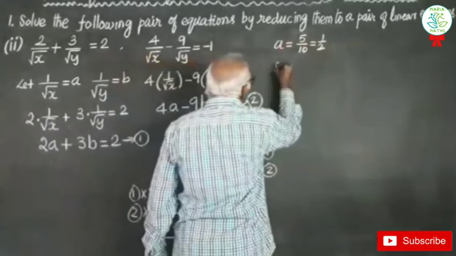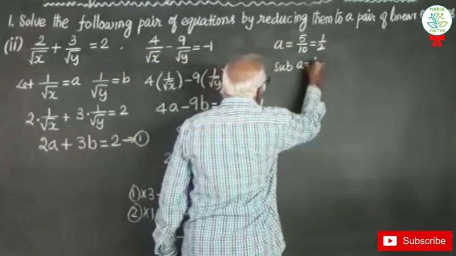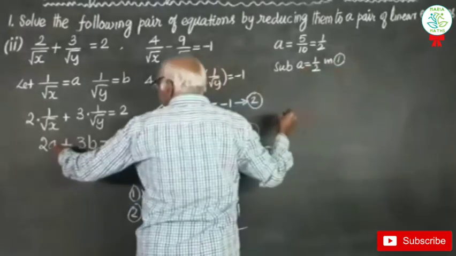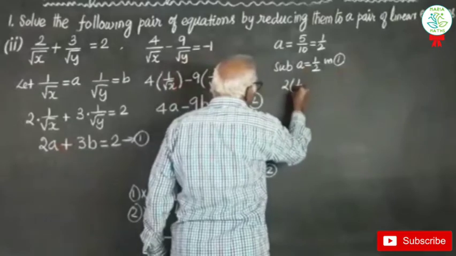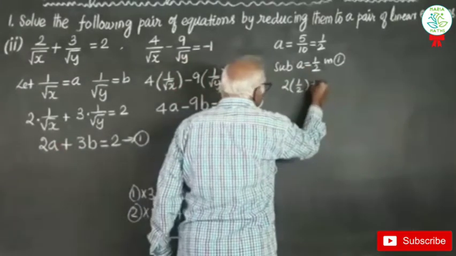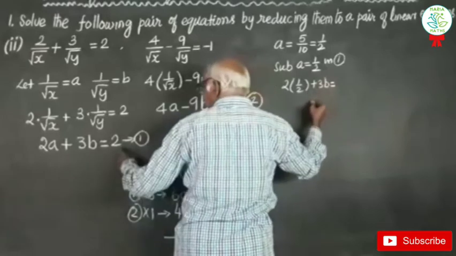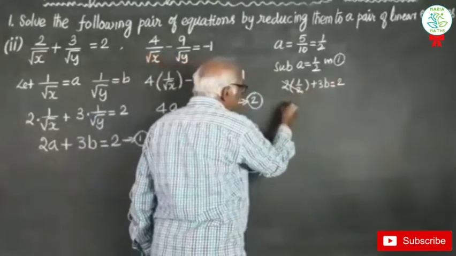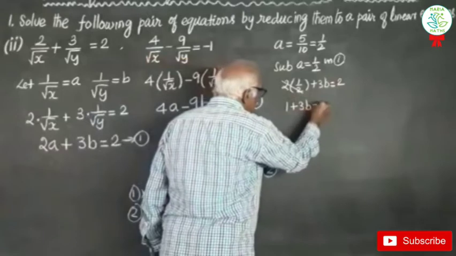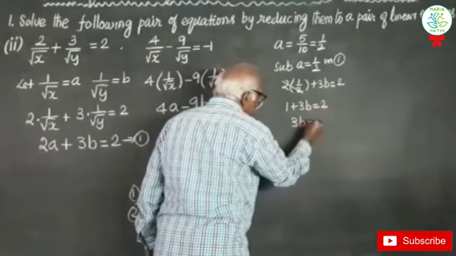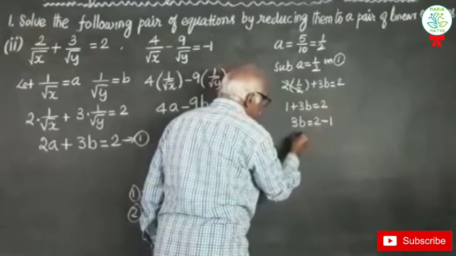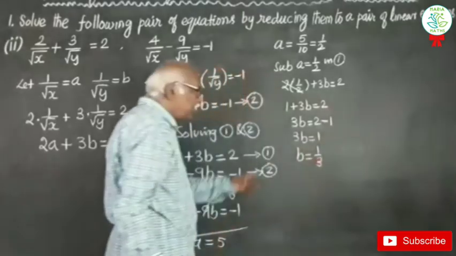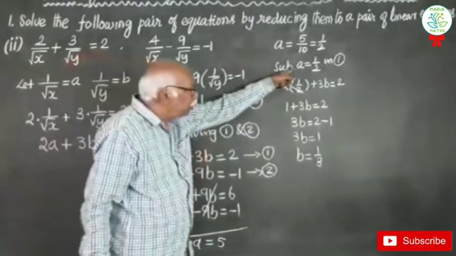Now substitute a equal to 1 by 2 in any one of the equations. Let's take the first equation: 2 into 1 by 2 plus 3b equal to 2. Now 2 by 2 cancel. 1 plus 3b equal to 2. So 3b equal to 2, this 1 goes to the other side as minus 1. 3b equal to 1, b equal to 1 by 3. So a equal to 1 by 2, b equal to 1 by 3.